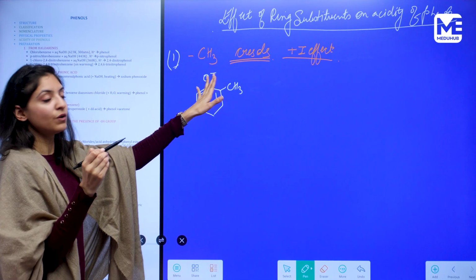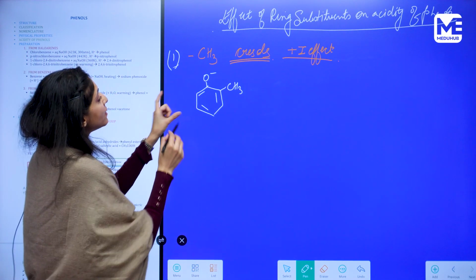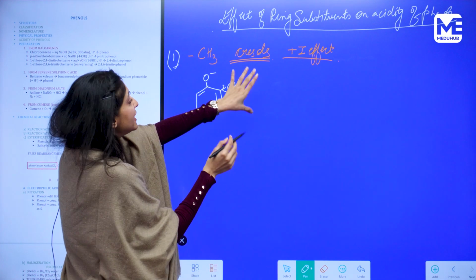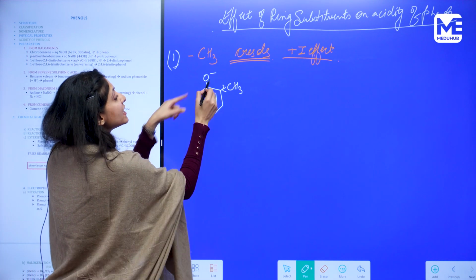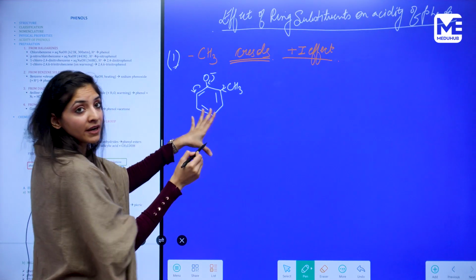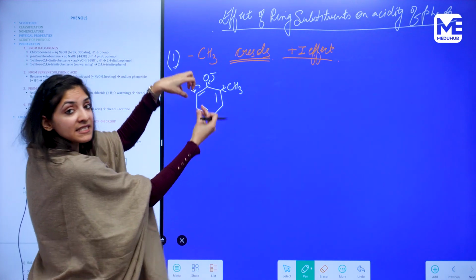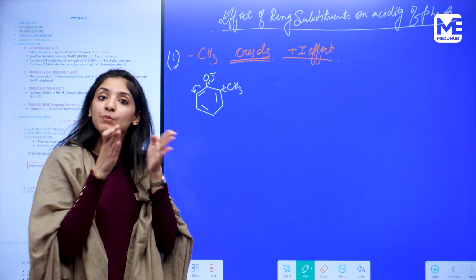This is orthocresol. Similarly, we can talk about meta and paracresol. Here, because of the plus I effect, this methyl group is releasing the electron density in this direction. Also, this negative charge on this oxygen wants to come into conjugation with the ring. So these two negative charges, both of them want to come inside the ring. And because they are like charges, they will oppose each other.